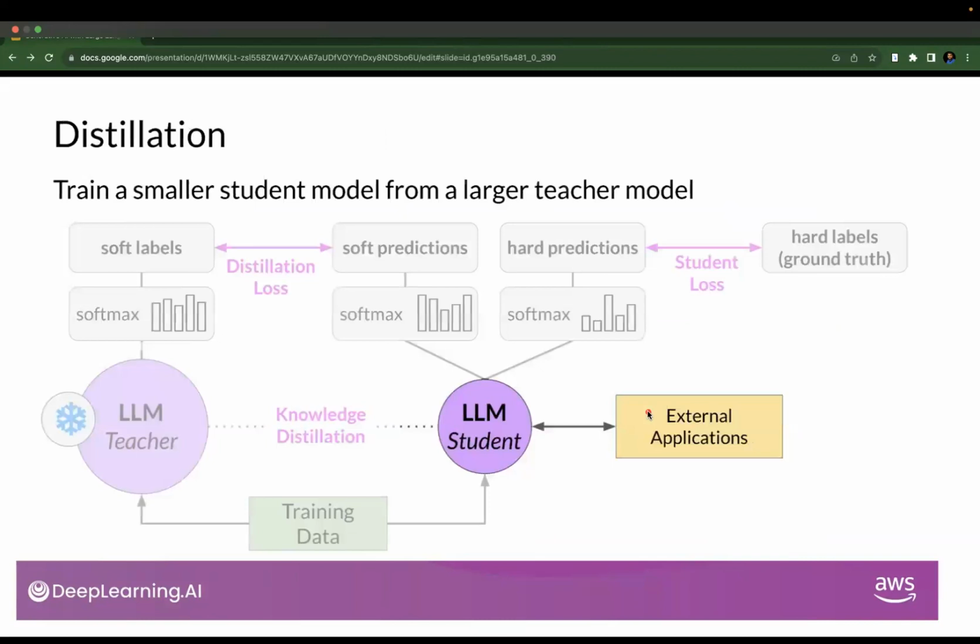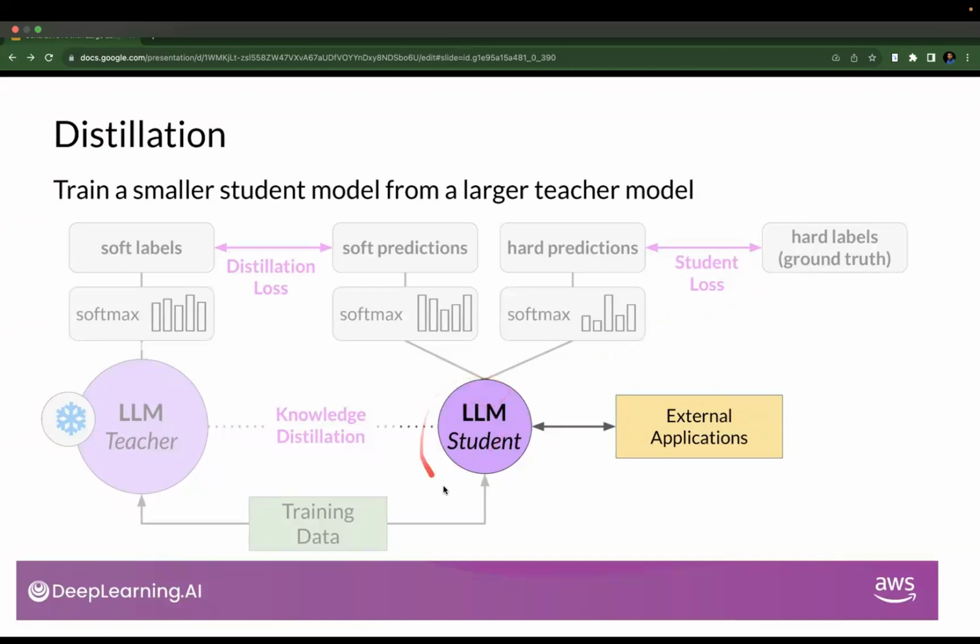What happens in distillation is that using a bigger model, we train a smaller model. The smaller model is called the student model, and the bigger model is called the teacher model. With the student model, we try to optimize for two losses. One loss is the student loss, where we compare the probability distribution across tokens of the student model with respect to the ground truth, or the training data, or the human-generated output.